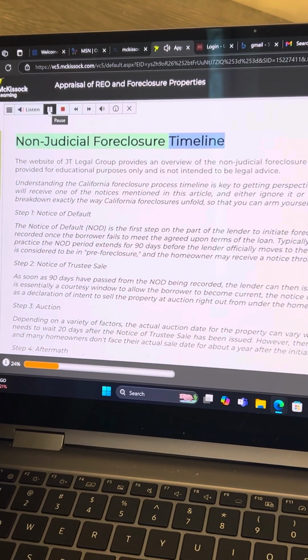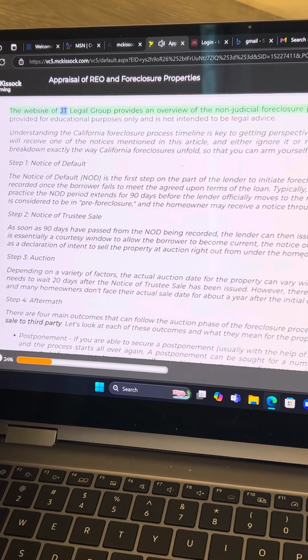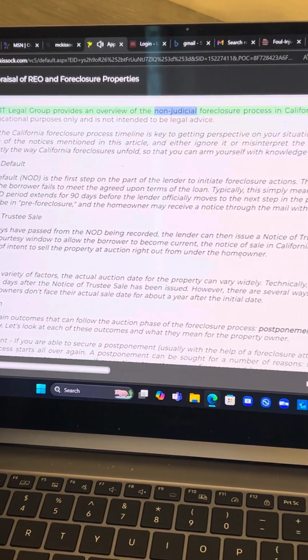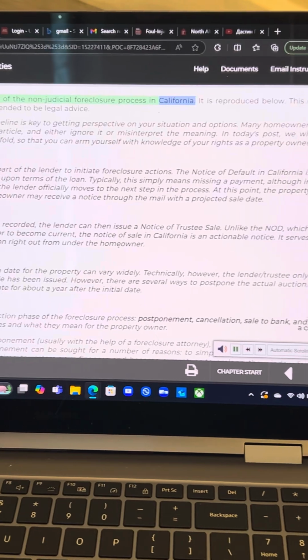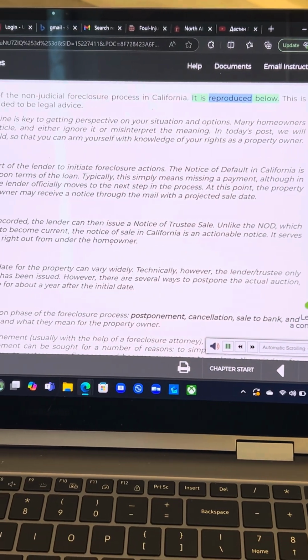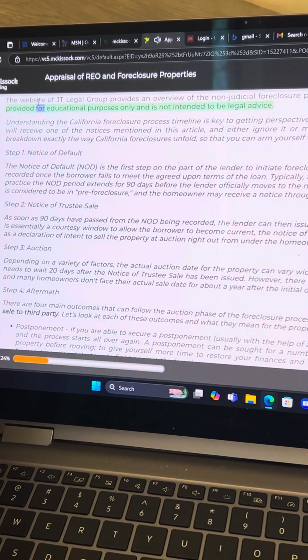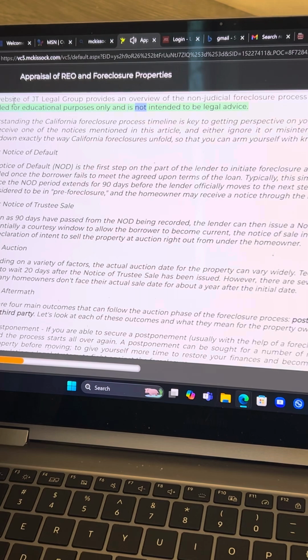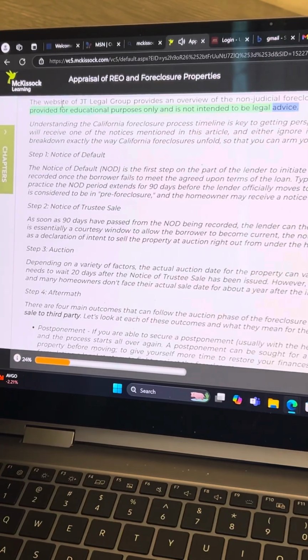Non-judicial foreclosure timeline. The website of JT Legal Group provides an overview of the non-judicial foreclosure process in California. It is reproduced below. This is provided for educational purposes only and is not intended to be legal advice.